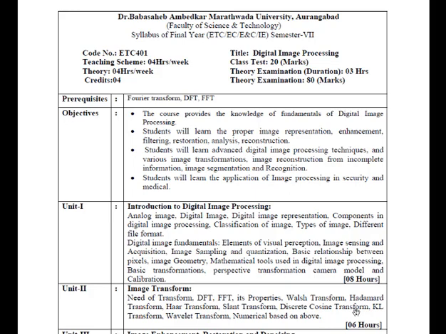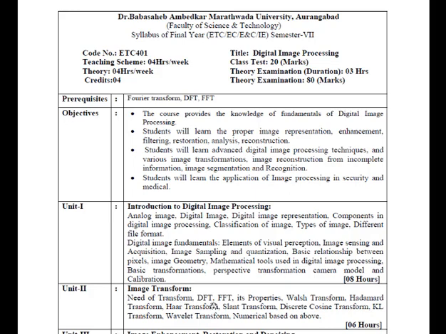Next unit comes of image transform. This second unit is completely mathematics. Those who like maths, this is a very good chapter for them. And those who don't like it, don't worry, I'm there. We will study it one by one.